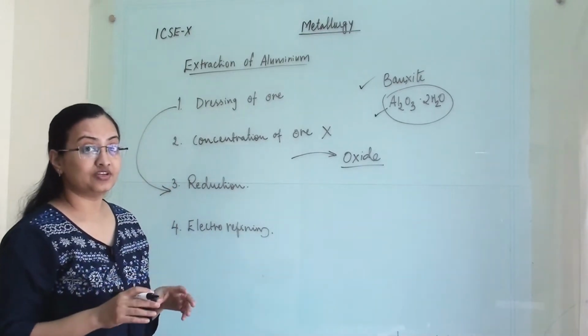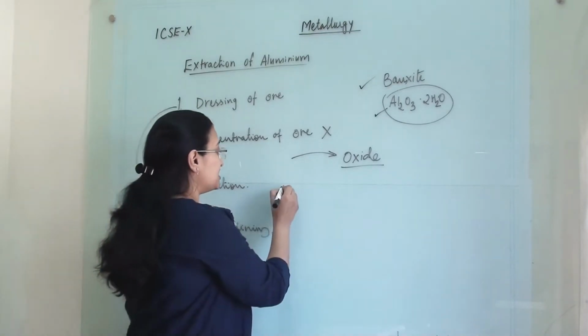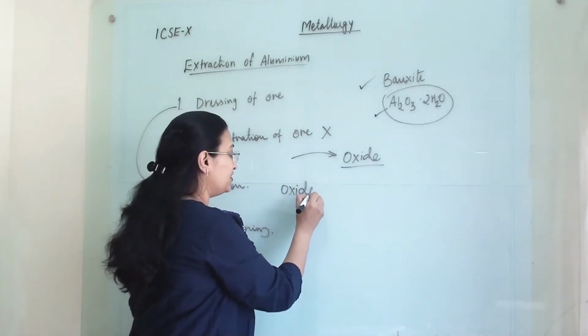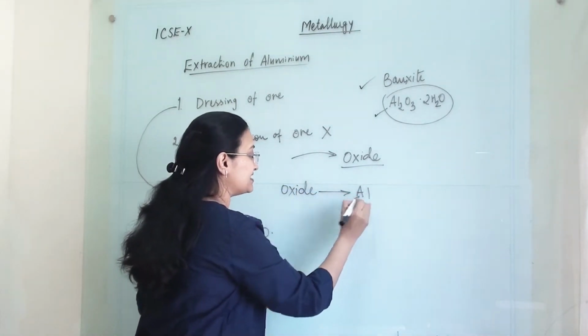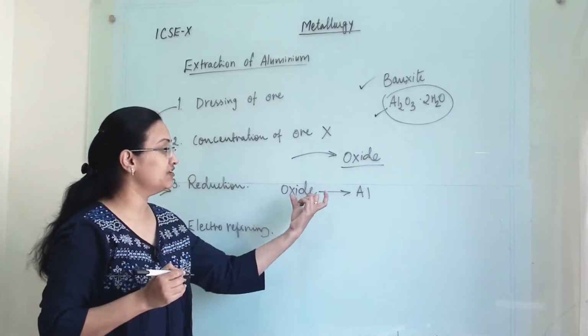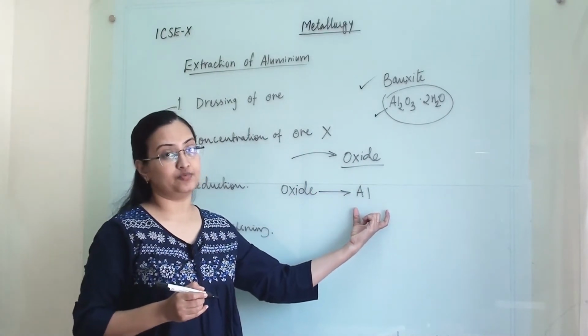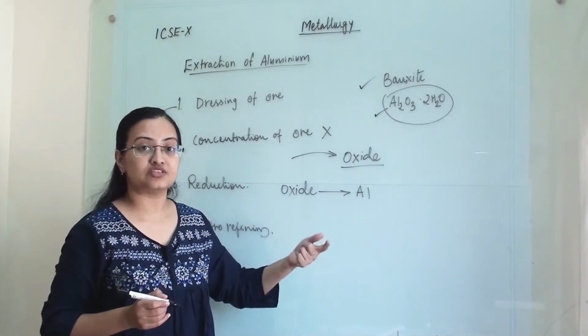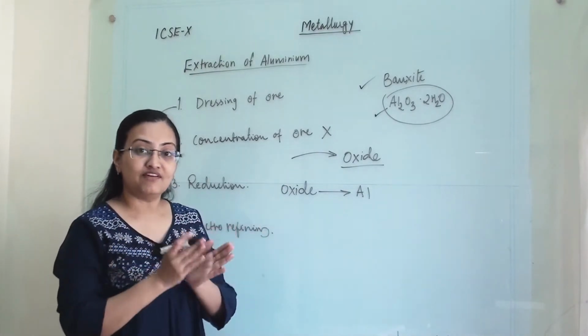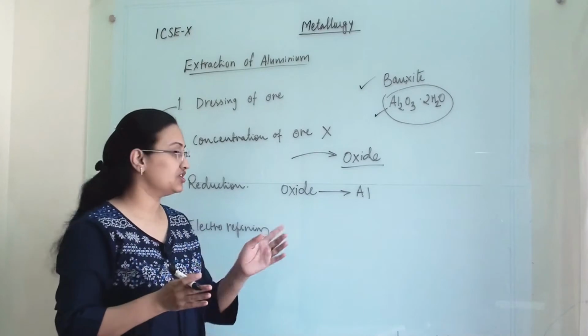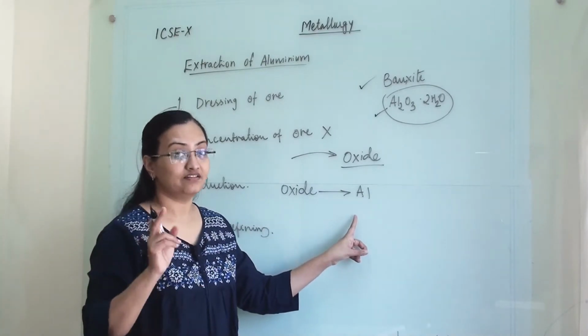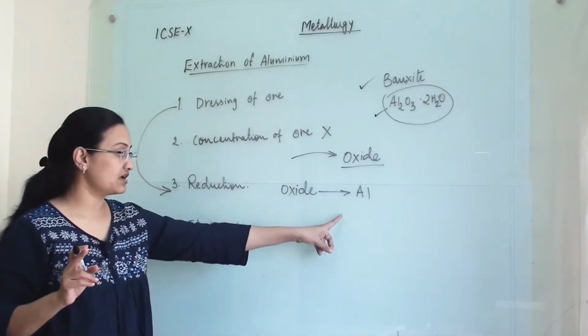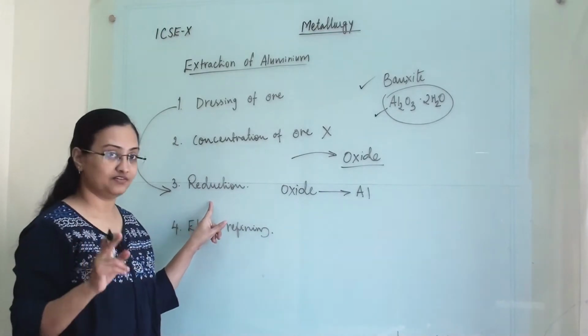What is reduction? Reduction is getting a metal, that is aluminium, from the oxide of the ore. So from oxide we will reduce it and we will get aluminium. How is it reduction? Because aluminium is going to separate from oxygen. Where there is elimination of oxygen, that is termed as reduction. So this is a reduction reaction and this step is reduction.